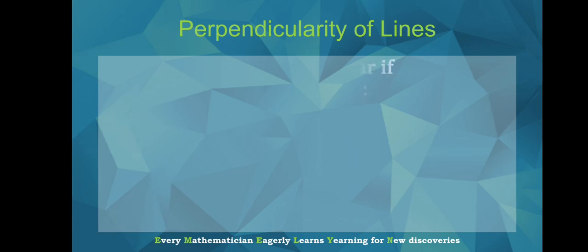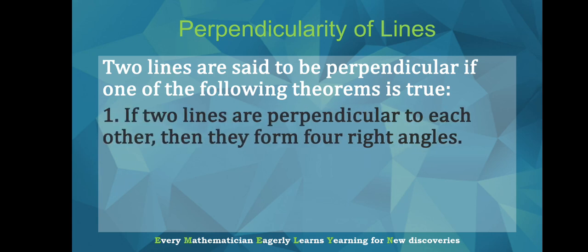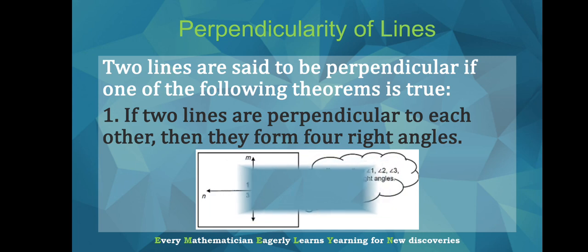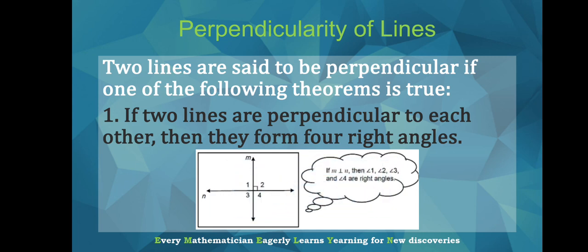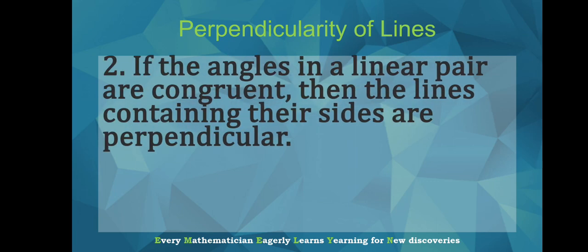Two lines are said to be perpendicular if one of the following theorems is true. 1. If two lines are perpendicular to each other, then they form four right angles. In the figure, if M is perpendicular to N, then angle 1, angle 2, angle 3, and angle 4 are right angles.